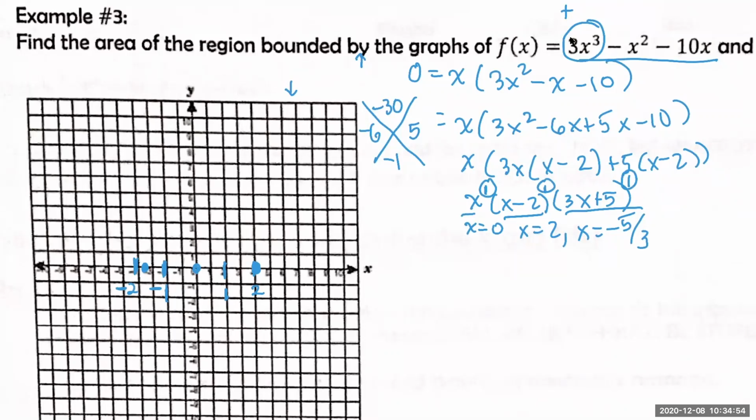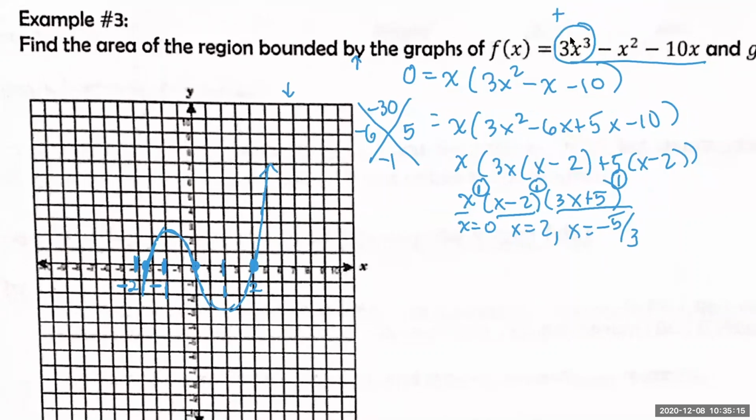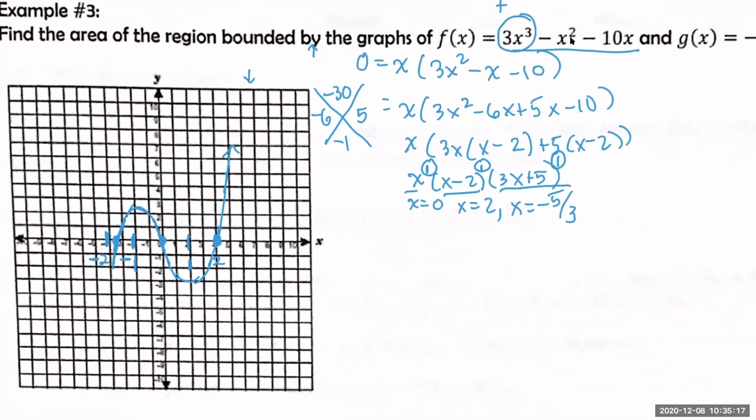If we know that the left is down, and then it crosses at -5/3, it must go back down, it must cross again, cube function, 2 hills, and then it goes up on the right hand side, end behavior. So we get a nice quick sketch of what the graph looks like using that methodology without necessarily knowing what the min and the max is.